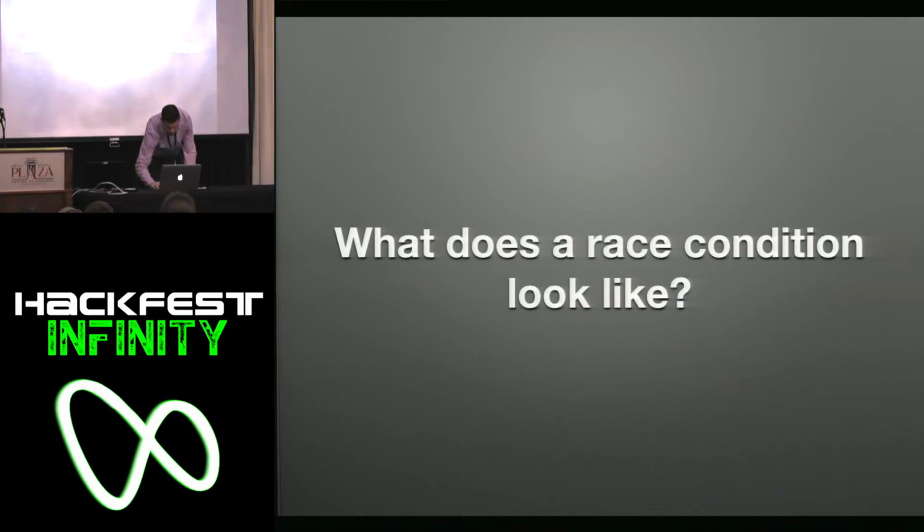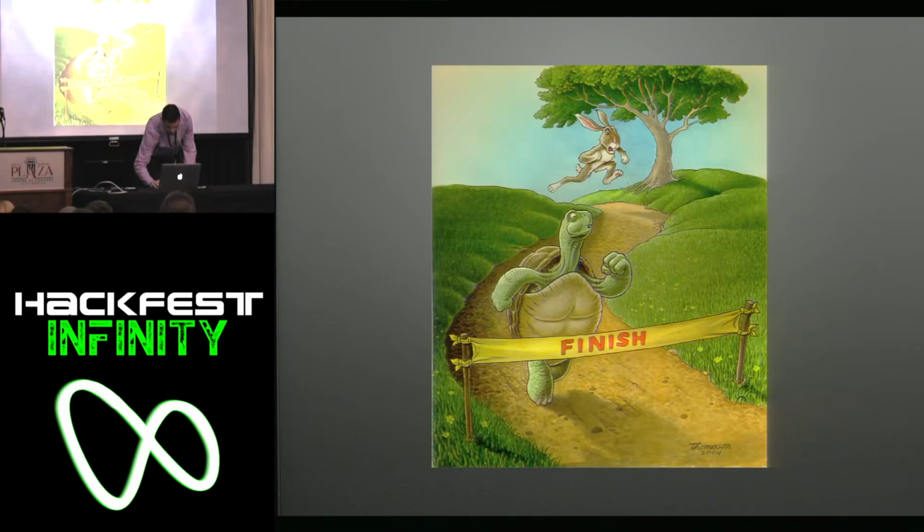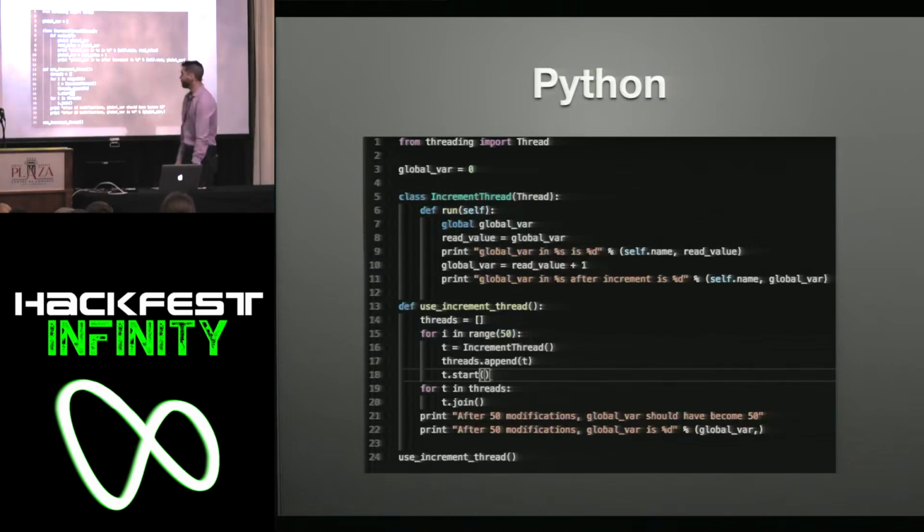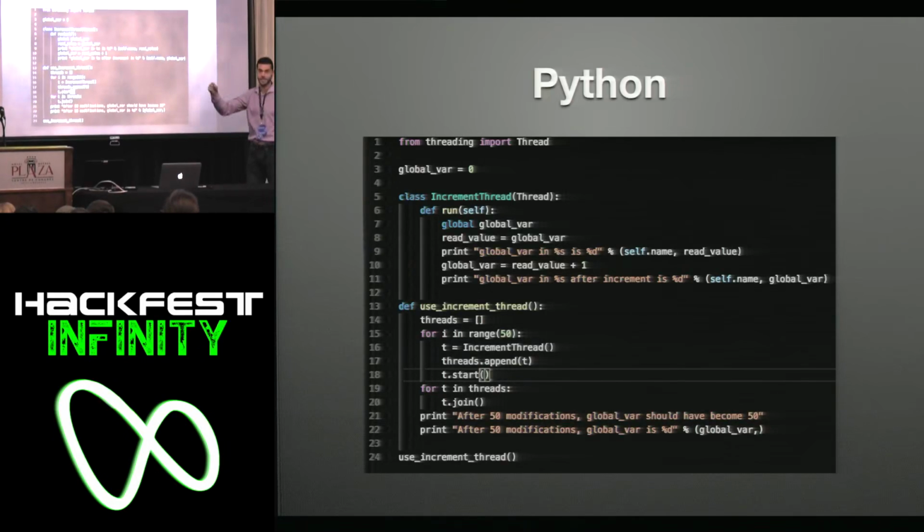So what does a race condition actually look like? Kind of like this, with the turtle finishing before the hare. But let's take a look in actual code. I'm going to show you an example in Python. This is a very contrived example, but it's to get quickly to the point and understand what it looks like. In this case, it has a global variable, and in a separate thread it's pulling down that variable, updating it locally, and then updating the global variable.